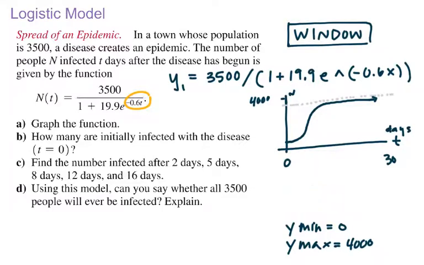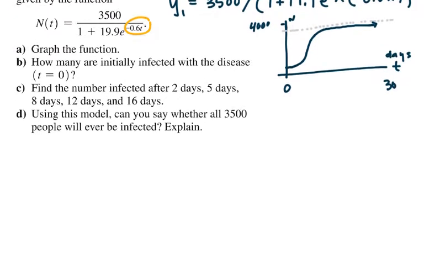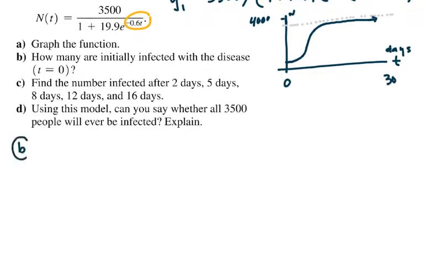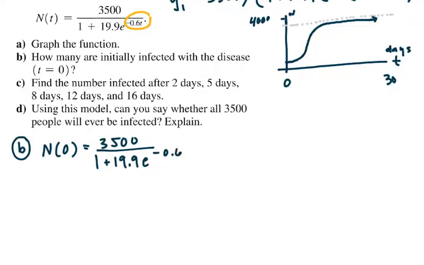Okay, so this is what our function looks like. If I asked you how many people are initially infected with the disease, you would say that would be on day 0 when the outbreak occurred. So for part B, we're going to plug in 0 to our function. N of 0 is 3,500 over 1 plus 19.9 e to the negative 0.6 times 0. So that's going to become e to the 0th power, and e to the 0th power is just going to be 1. So I end up here with 3,500 over 20.9. And evaluating that in my calculator, I get 167.46.